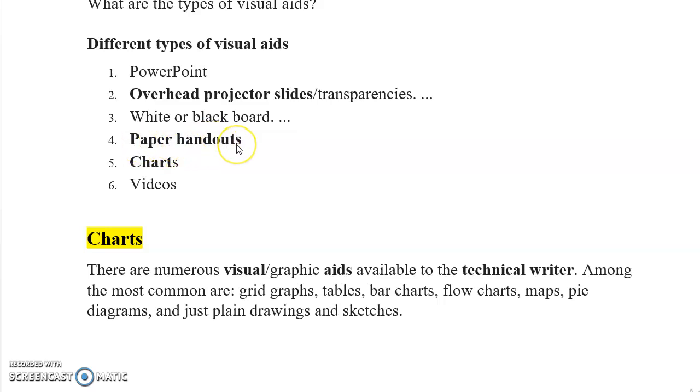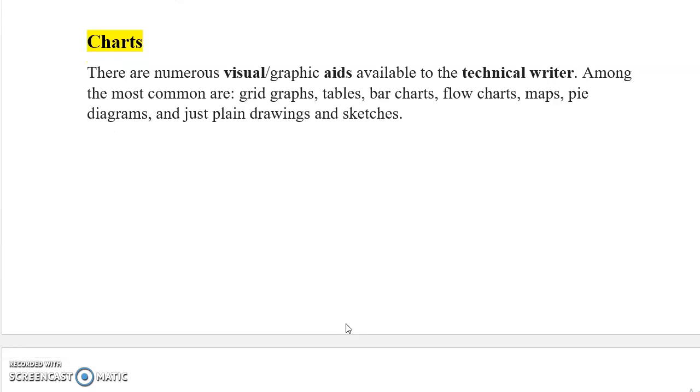Paper handouts. This is used sometimes, especially when we have conferences, so they will be put in the hands of people before attending the conference. We have videos as well, and the most important, the one that we have to focus on today, is the charts. We will see what is the meaning of charts and what are the types of charts and how to express them once we are making an analysis.